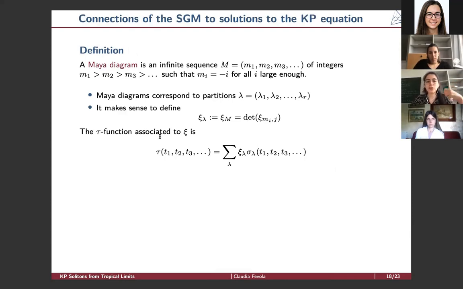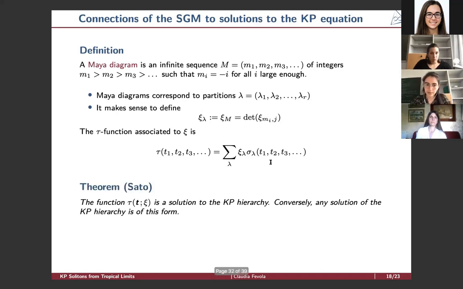And so we can associate to each point in the Sato Grassmannian a tau function. This is given by this expression, where we sum over all possible partitions, and the sigma lambda are the so-called Schur polynomials associated to the partition lambda, and these are some complete homogeneous symmetric polynomials. So this is basically an infinite sum in infinite variables.